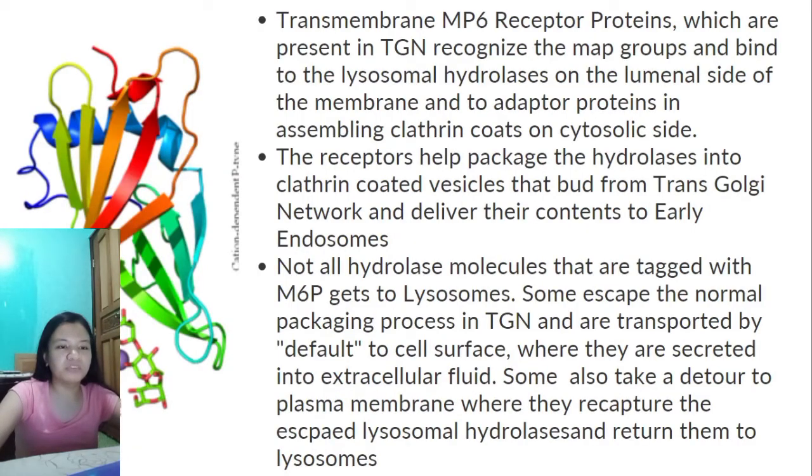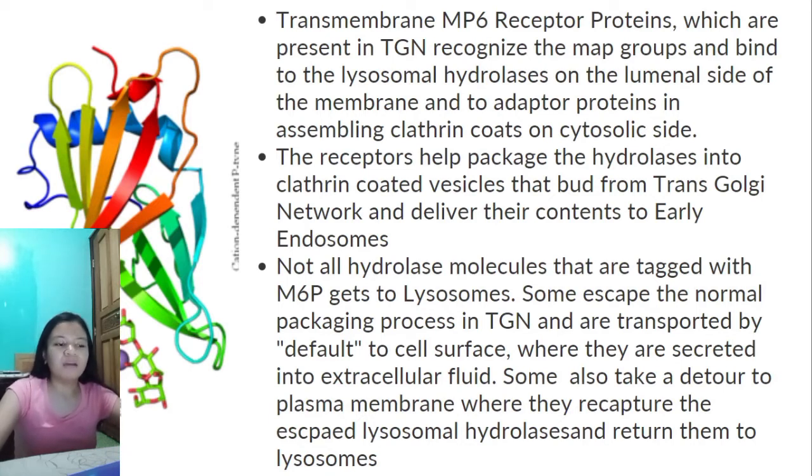Transmembrane M6P receptor proteins naman, which is present sa TGN or trans-Golgi network, is sila naman yung nagre-recognize sa mga M6P groups, and then nagbabind sila sa mga lysosomal hydrolases sa luminal side ng mga membrane, and then sa mga adapter proteins na kung saan nag-assemble ng mga clathrin coat sa cytosolic side. And then yung mga receptors, tinutulong din sila mag-package ng mga hydrolases into clathrin-coated vesicles na kung saan itong mga vesicles ito is nagbabud from trans-Golgi network, and then dinideliver nila yung mga contents ito sa early endosomes. So, not all hydrolases that are tagged with M6P is napupunta sa lysosomes.